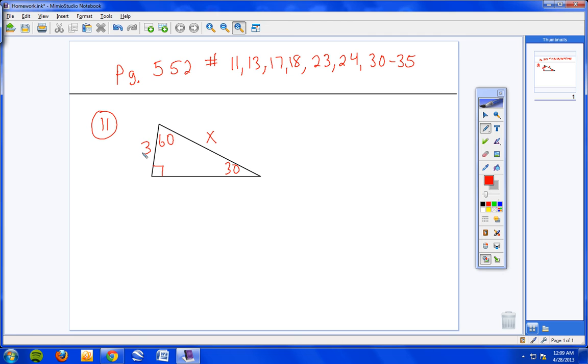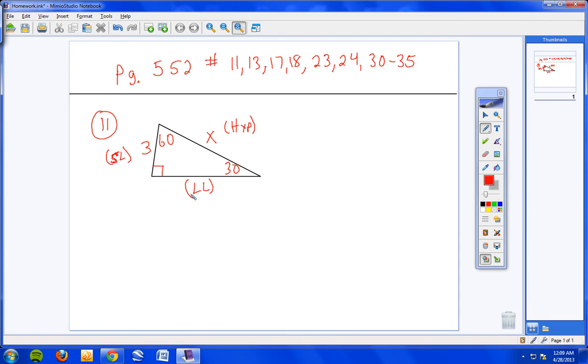Now, very quickly, I'm going to go fast on this. Here's the right angle, so this side over here is my hypotenuse. Here's 60, so this side over here is my longer leg. Here's 30, go straight across. This is my shorter leg.